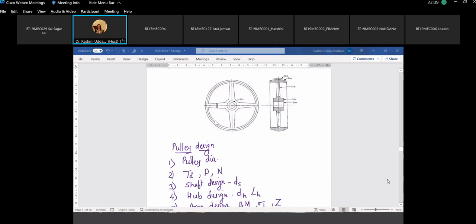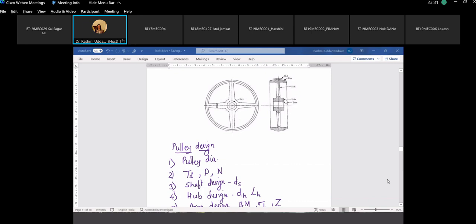So as you can see, this is the pulley. We know the diameter of the pulley. This is the rim, thickness of the rim. Then this is the shaft here. We have to find out the shaft diameter or the diameter of the bore here. Then this is the hub. We find out the hub dimensions. This is the length of the hub and diameter of the hub.